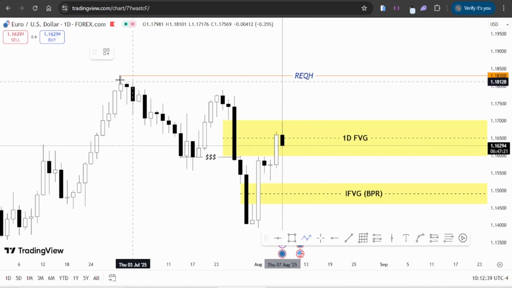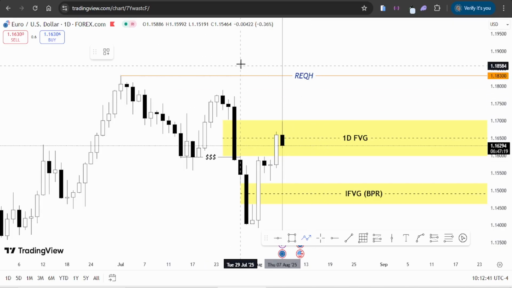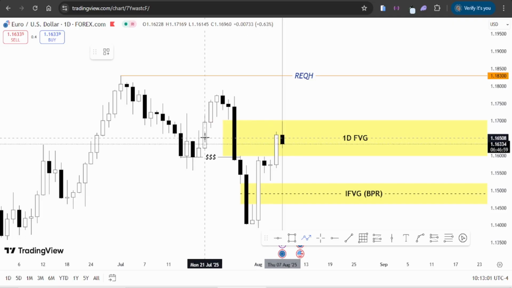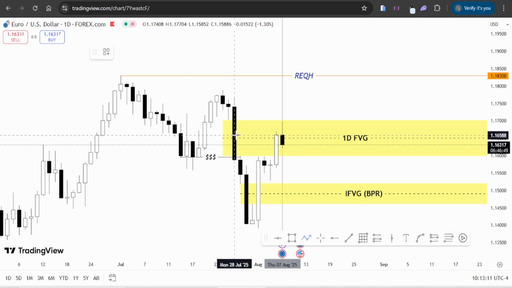So if the structure that we saw here, if this high had taken out this one before breaking down this structure, here would have been a very strong level for me to look for a short position. Assuming this high took out this high before breaking this low here, I would have seen this fair value gap as a very strong fair value gap to send price down.